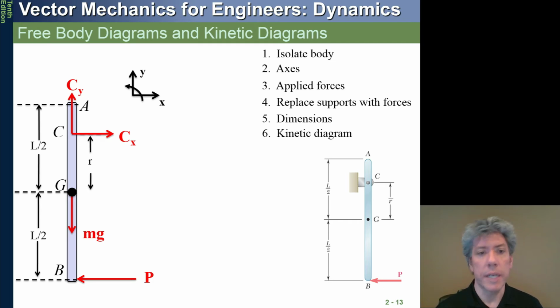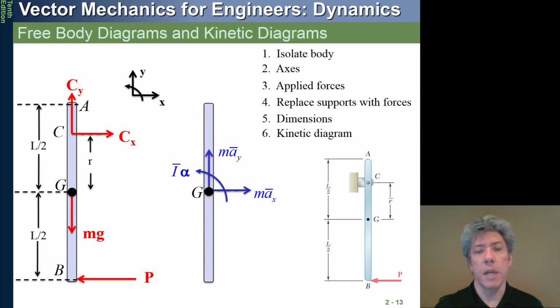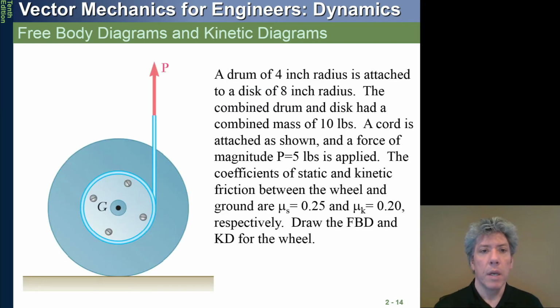And then draw the kinetic diagram. So we've got our free body diagram, and now we need a kinetic diagram. Well, that's easy. All we have to do is draw the body again and put on the kinetic forces. So we've got a mass times acceleration in the y, mass times acceleration in the x, and I alpha. This is the easy one, because all you really have to do is draw the body again, copy the coordinate system you've already made, and call it accelerations, both linear and angular. So it's very simple.